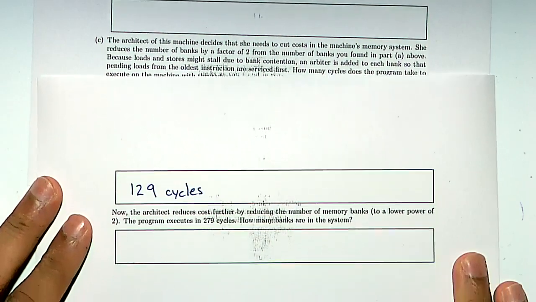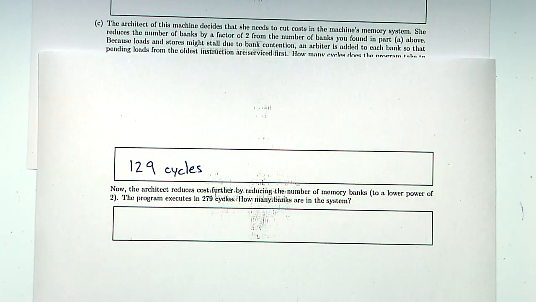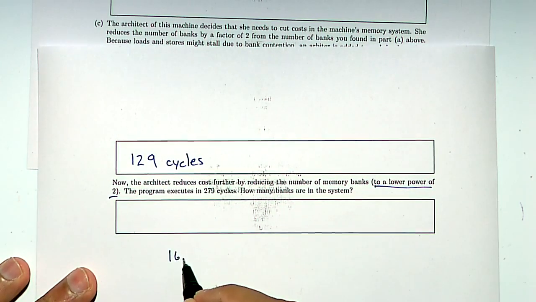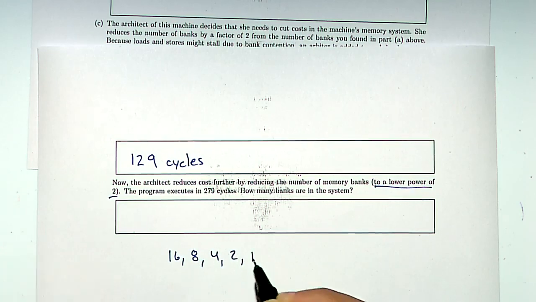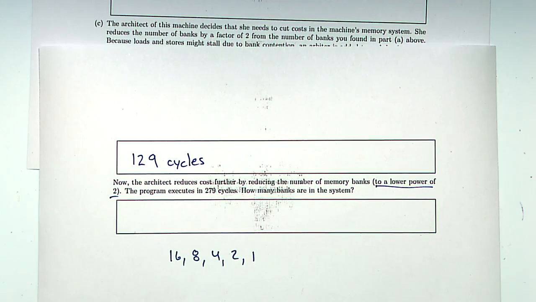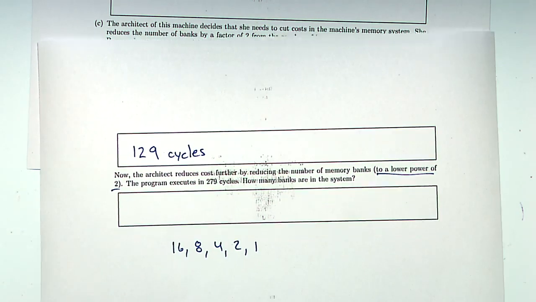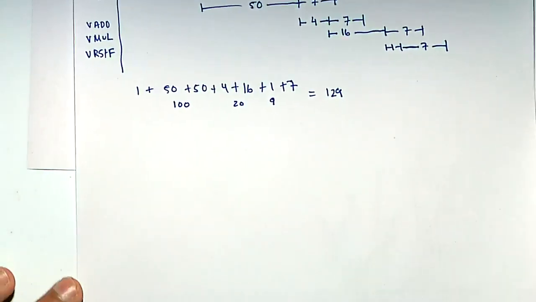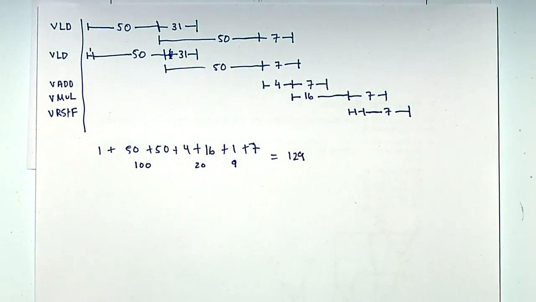Okay? So the last part of this question asks that now we try and cut costs even further by reducing the number of banks even further to a lower power of 2. So it's a power of 2 less than 32, right? So either 16, 8, 4, 2, 1. And the program executes in 279 cycles. So now we have to figure out how many banks are in the system, right? So we're kind of doing the opposite problem as before. So the best way to approach this again is with yet another timing diagram. So this is what we had when we had a bank size of 31, right? So now we're going to redraw this diagram for a bank size that is smaller.